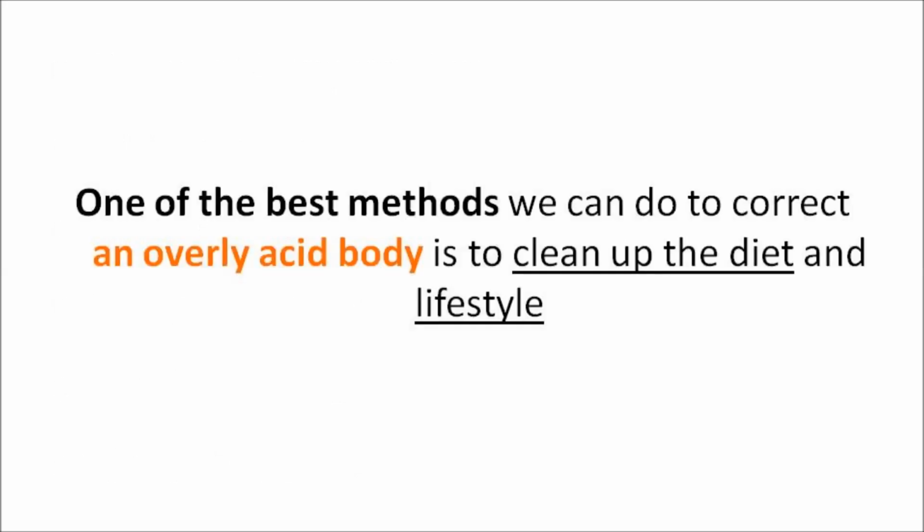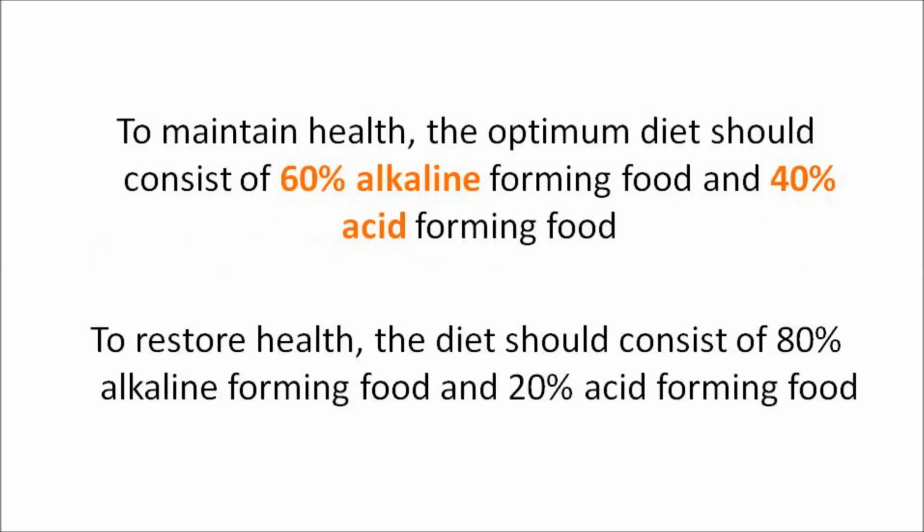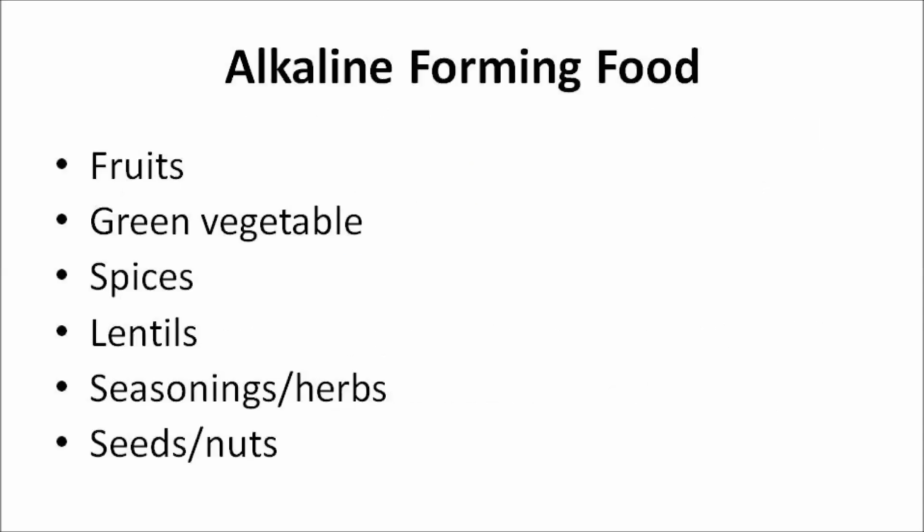One of the best methods to correct an overly acidic body is to clean up the diet and the lifestyle. To maintain health, the optimum diet should consist of 60% alkaline-forming food and 40% acid-forming food. To restore health, the diet should consist of 80% alkaline-forming food and 20% acid-forming food. Generally, alkaline-forming food consists of most fruits, green vegetables, spices, lentils, seasonings or herbs, and seeds and nuts. Whereas acid-forming food comprises meat, fish, poultry, eggs, grains, and legumes.